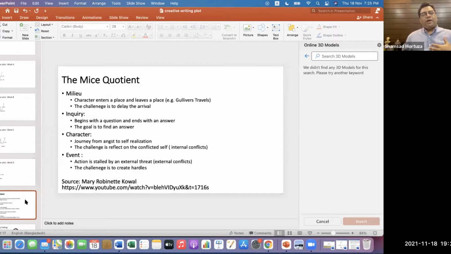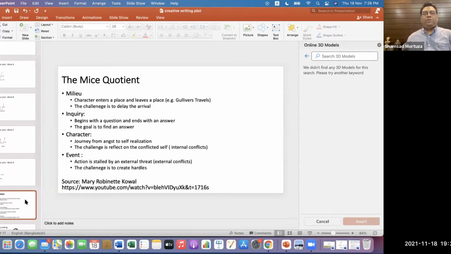If you just say, I'm going from here to Dhaka University, point A to point B, okay, there is an accident on the road, I was supposed to attend a meeting, I could not attend it. The writer's job is simply to delay the arrival, so you cannot get to the destination in time. The entire process is that you create a conflict.